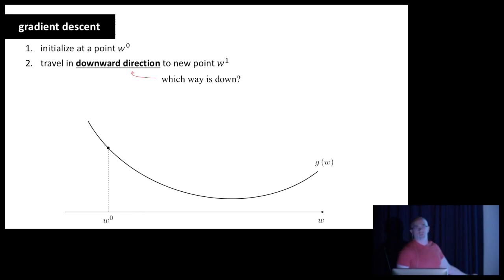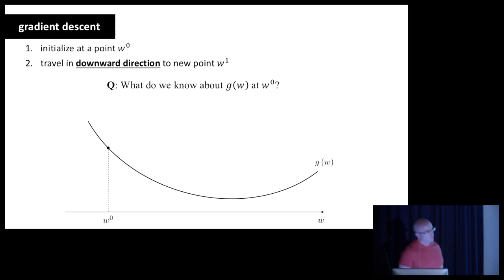Which way? We don't. Okay, let's try to get at that. Well, what do we know about, say in this case, if we initialize a mathematical optimization algorithm whose goal is to reach the bottom of that cup, the bottom of that cost function. We initialize at a W0, as shown there. How do we know which way is down at W0? That's the question. Well, what do we know about G, about the cost function at that point, at W0?